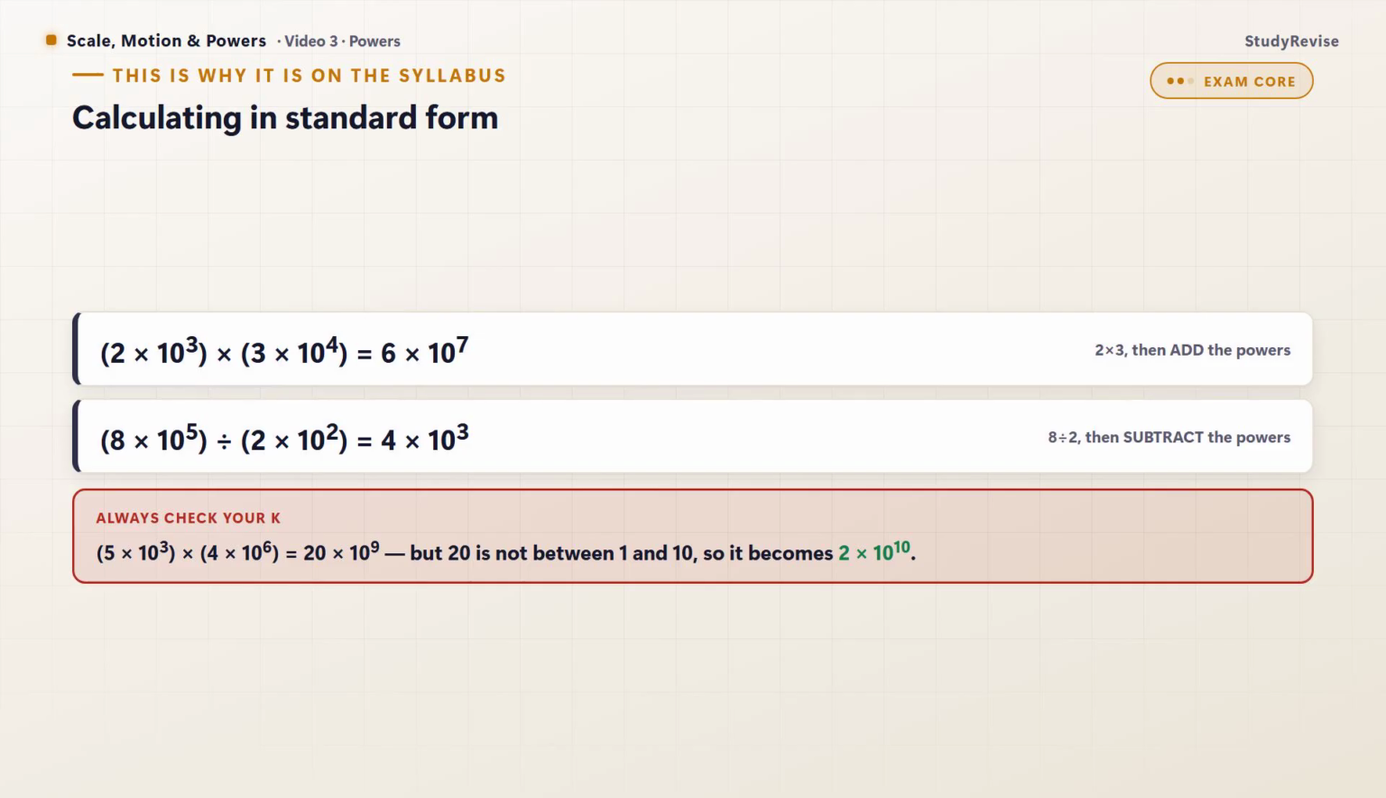One warning though. 5 times 10 cubed multiplied by 4 times 10 to the 6th gives 20 times 10 to the 9th. And 20 is not between 1 and 10, so that is not standard form yet. Fix it. 20 is 2 times 10, so you get 2 times 10 to the 10th. Examiners take that mark. Always check your k.